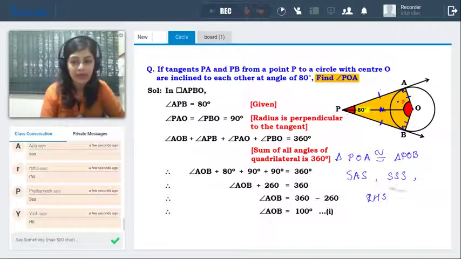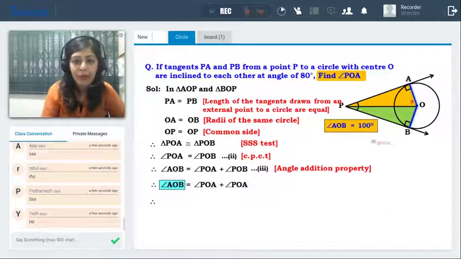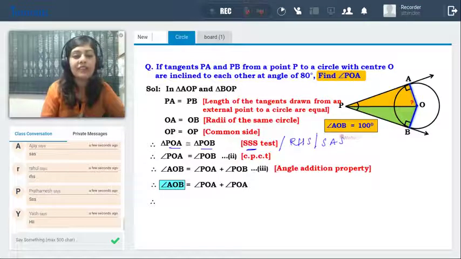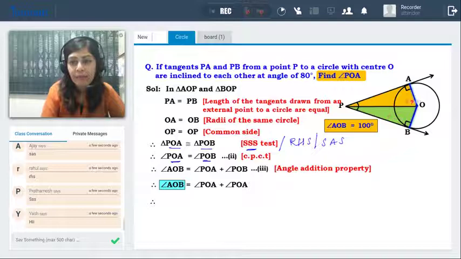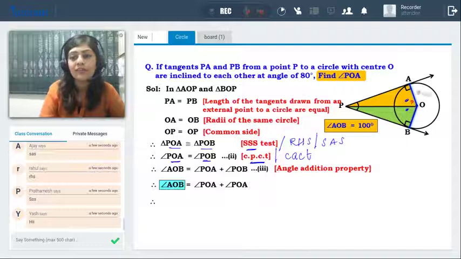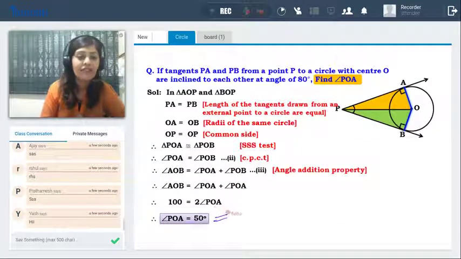You can use any of the three ways to prove the triangles congruent, and once the triangles are congruent, students, let's look at the two angles that we need, POA and POB. They are congruent by CPCT. You can also write CACT for corresponding angles of congruent triangles. Once the angles are congruent to each other, together they make 100. So POA is half of 100, which is 50 degrees. Definitely POA has to be 50 degrees.